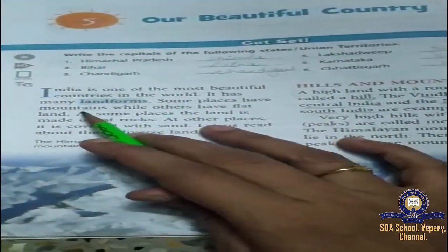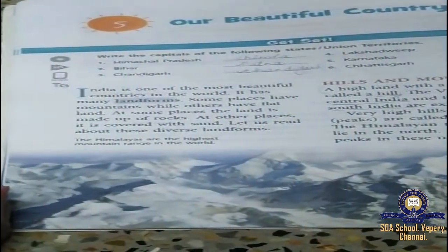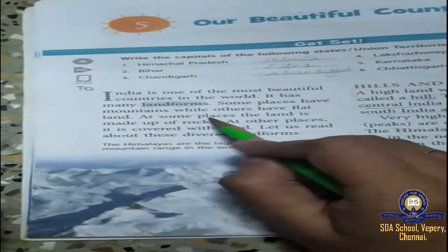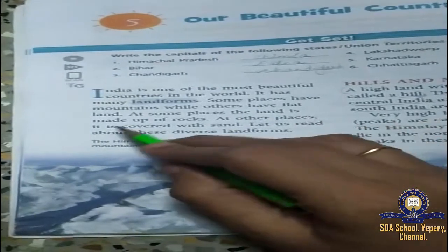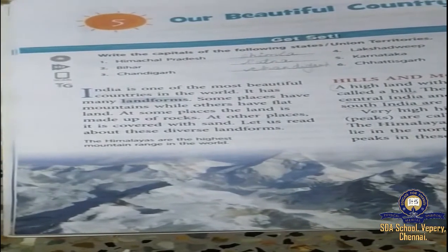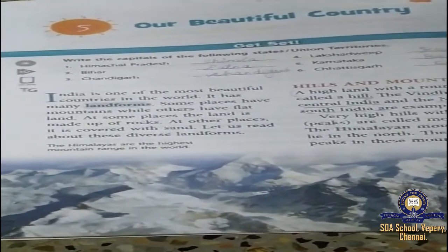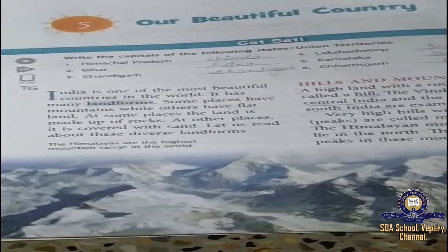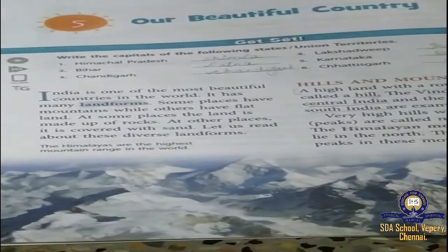Some places have mountains while others have flat land. At some places the land is made up of rocks. At other places it is covered with sand. You can see it, some are filled with rocks and some are covered with sand. In this chapter we are going to learn about the landforms deeply. Landforms are nothing but the hills and mountains and plains and deserts.